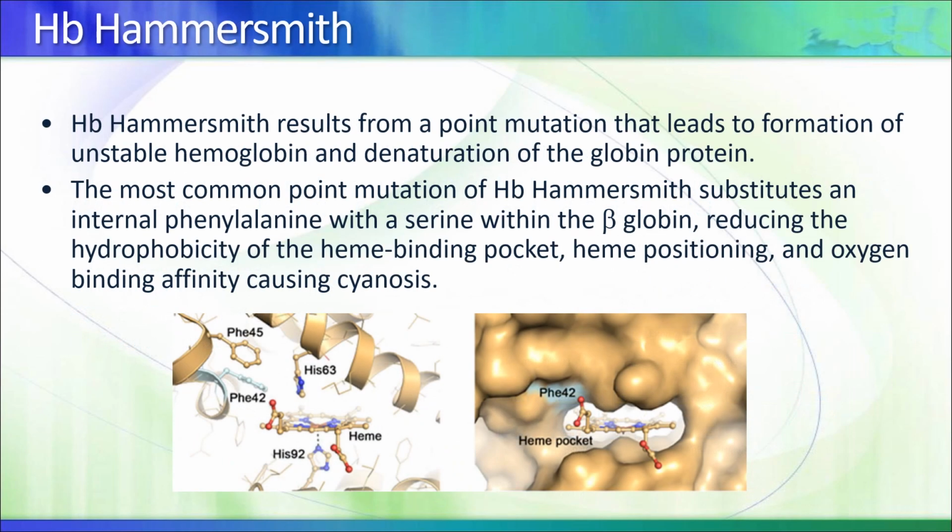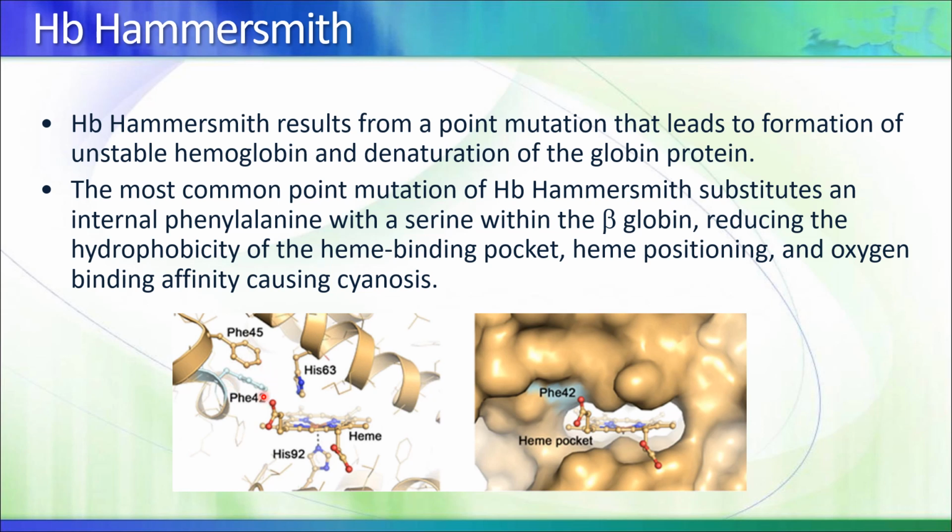Another condition is known as HB Hammersmith. Here in this condition, we have a point mutation that changes a phenylalanine into a serine. Why is that important? Because this phenylalanine exists in the heme pocket. It interacts via hydrophobic interactions with the heme molecule, stabilizing the positioning of heme into the hydrophobic pocket of the hemoglobin molecule.